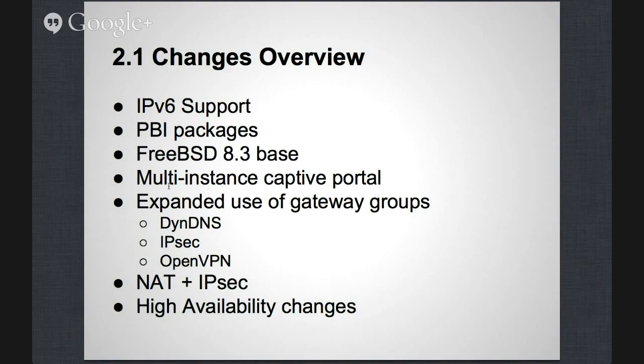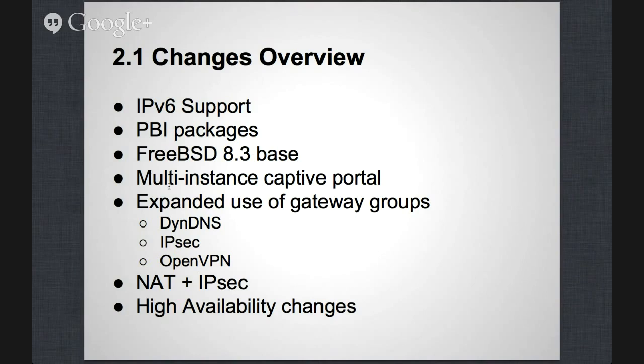So the dynamic DNS client, you can specify a gateway group there, and then if your preferred WAN fails, then it'll update your dynamic DNS record with the IP of the next preferred WAN. And then it'll switch it back when the other WAN comes back up. Similar for IPsec, where if the preferred connection goes down, it can automatically switch over to the other one.